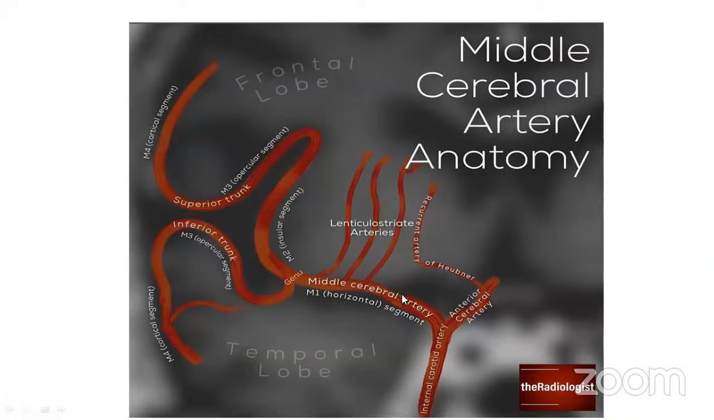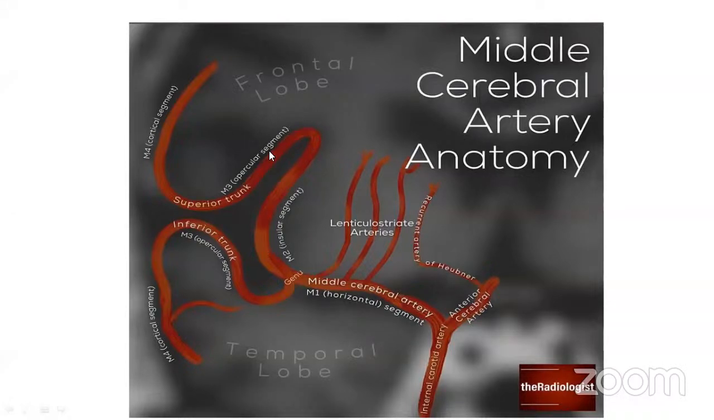So the MCA is traveling horizontally. It bifurcates into two segments, the superior segment and the inferior segment. This bifurcation may occur prior to the genu or at the level of the genu. This is an important point to learn. Here your M1 segment ends. At the genu, it sharply turns around 90 degrees and travels posteriorly within the depths of the Sylvian fissure. This is called the insular segment because it is related to the insular cortex of the brain.